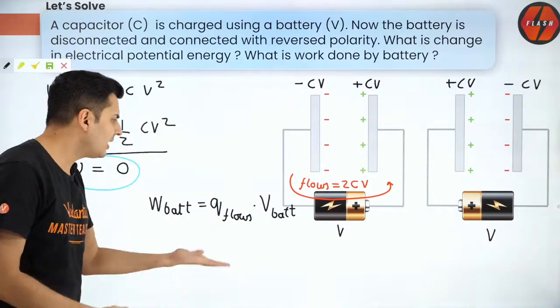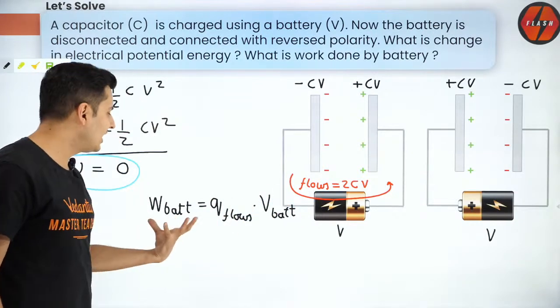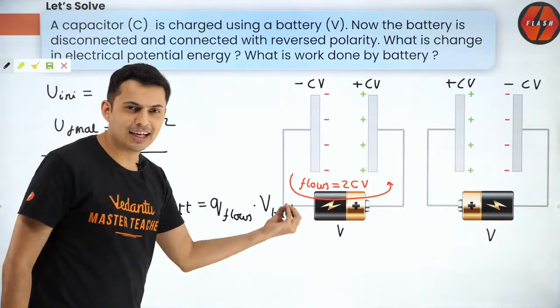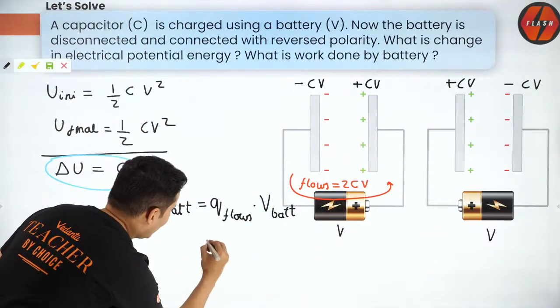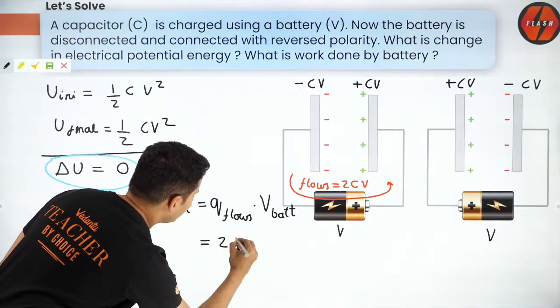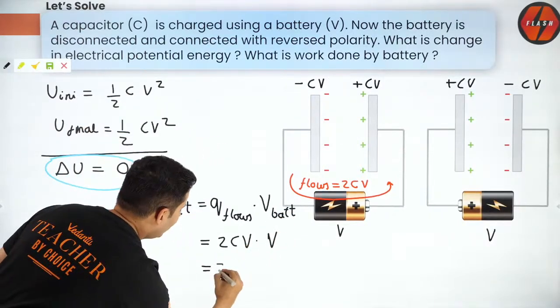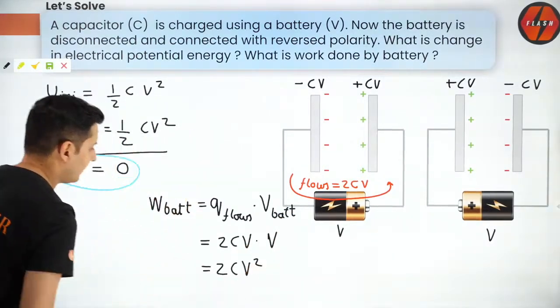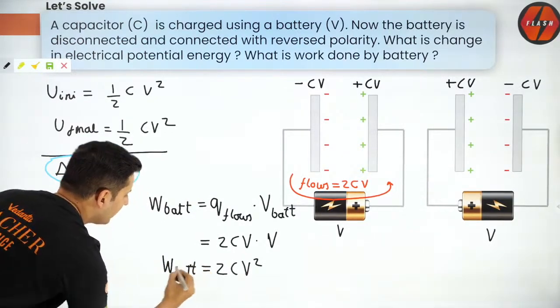In fact, this was also there in electrostatics. Q into V. Q delta V is delta U. It's nothing but the electrostatics formula, nothing else. Correct, Ranjit. And Q is how much? 2CV. How much is the voltage of the battery? It is V. So the answer will be 2CV square. Now this is the work done by the battery.